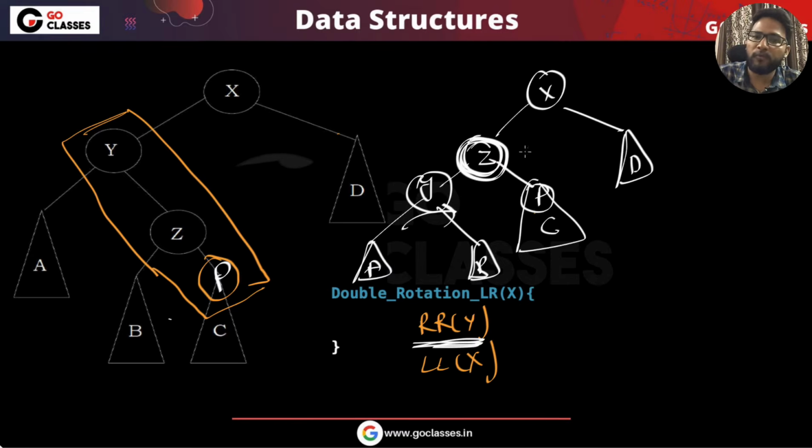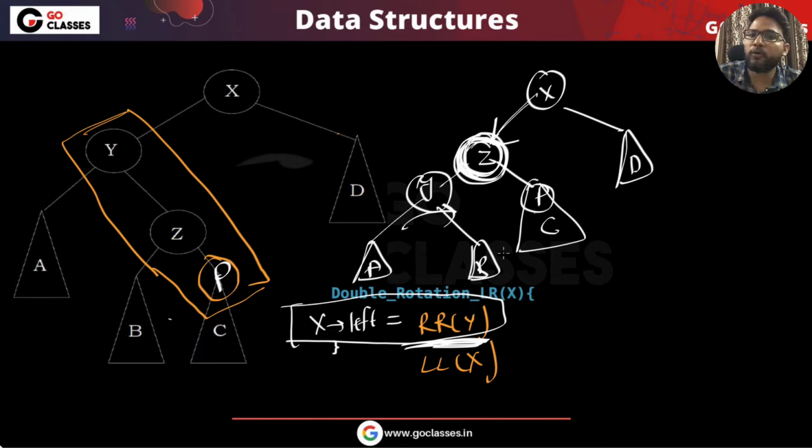Whenever you're performing this rotation, I will be returning the pointer to the top node, which is z. So I will say that x left should be pointing to whatever this right rotation is returning, because right rotation will return the pointer to z. So x left will start pointing to z, isn't it? And then after this one line only, I do have this structure.